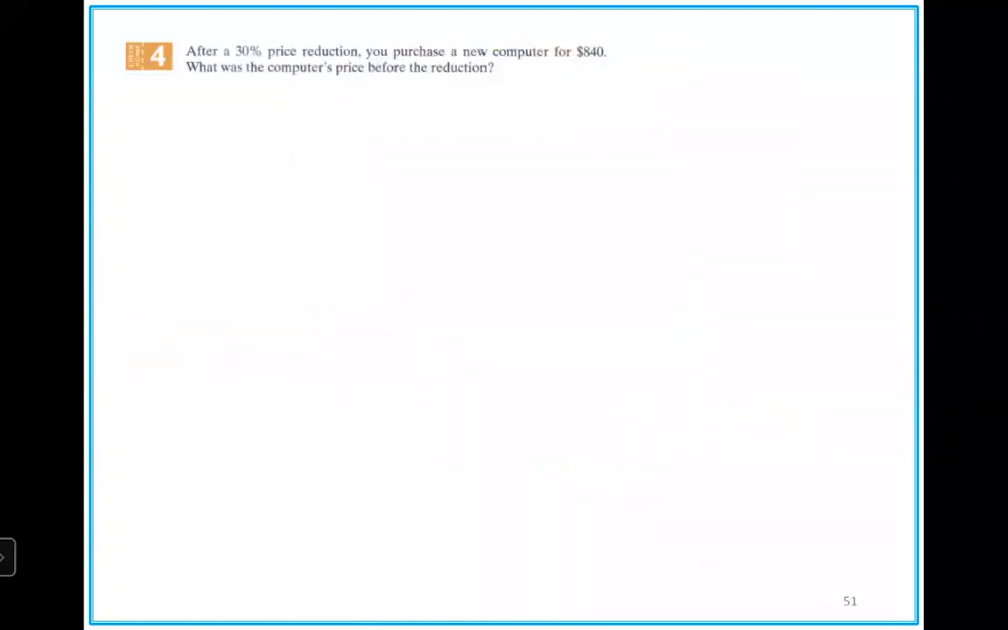All right, so look at this question here. It says that after a 30% price reduction, you purchase a new computer for $840. What was the computer's price before the reduction? How would you write the formula for this one?